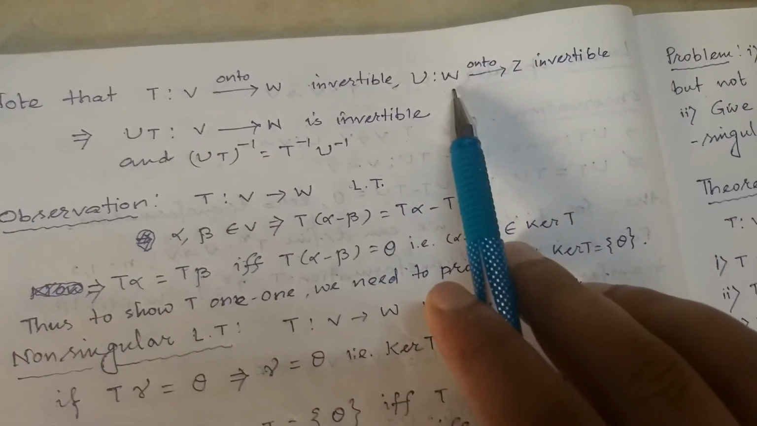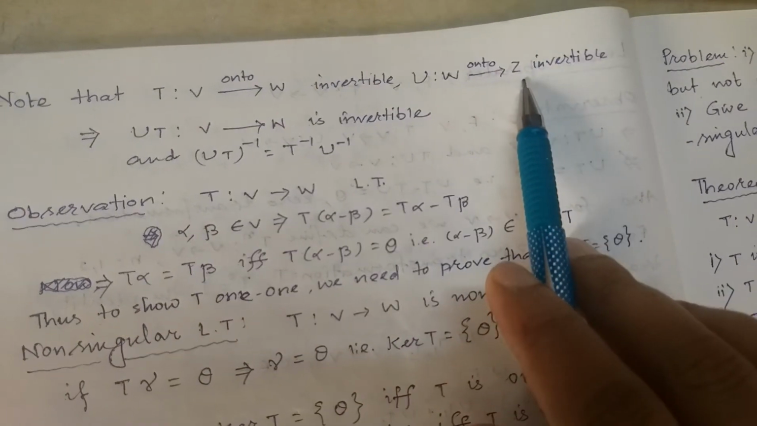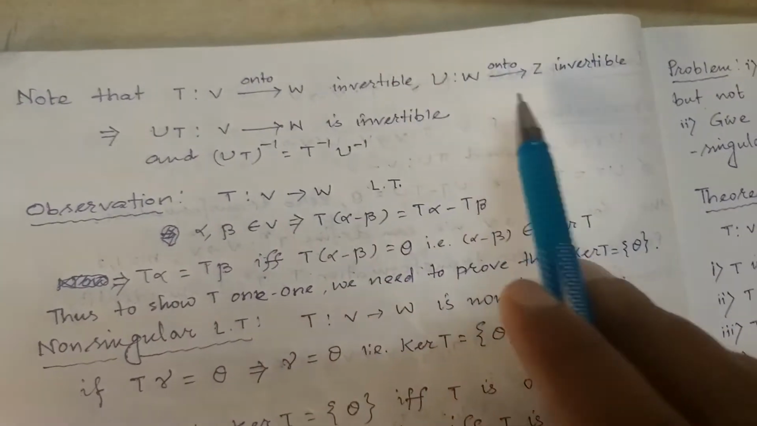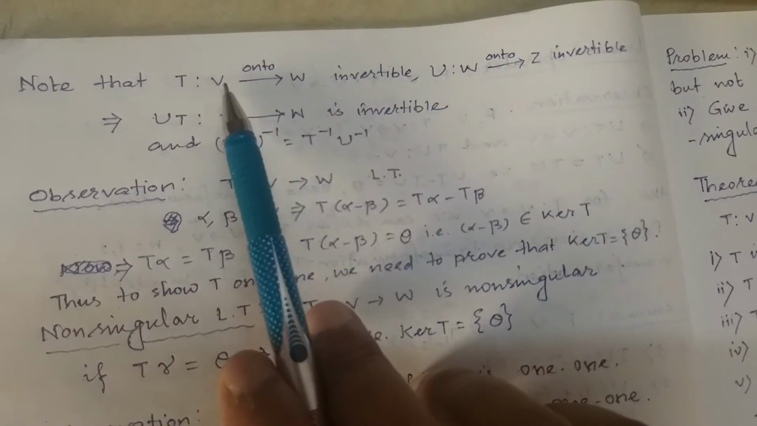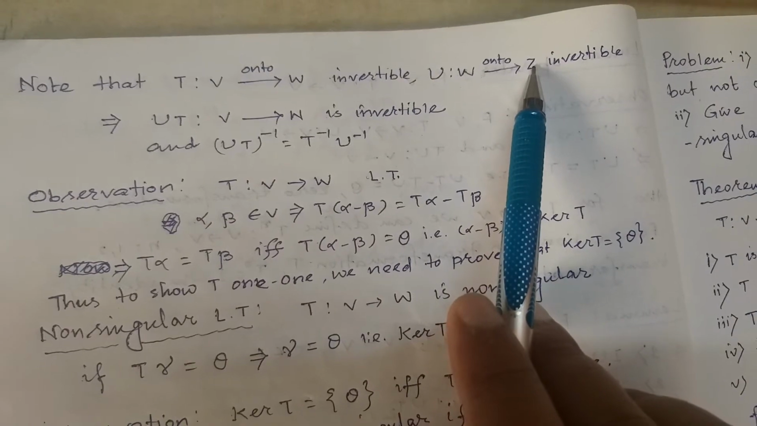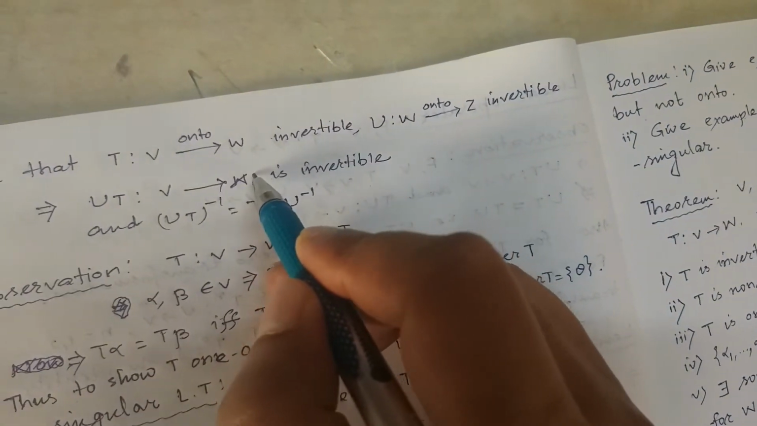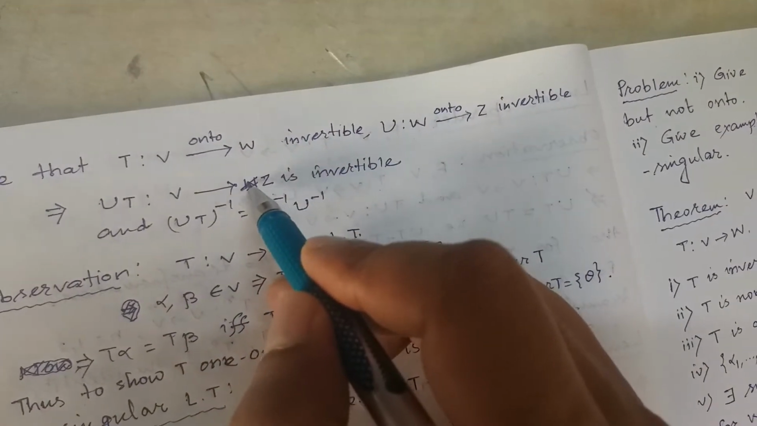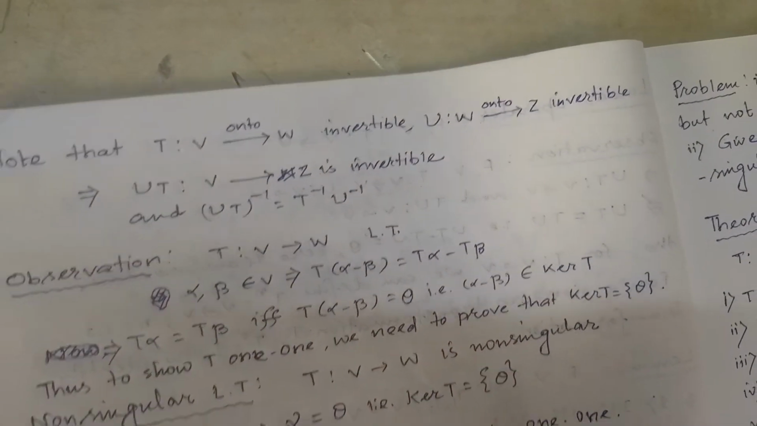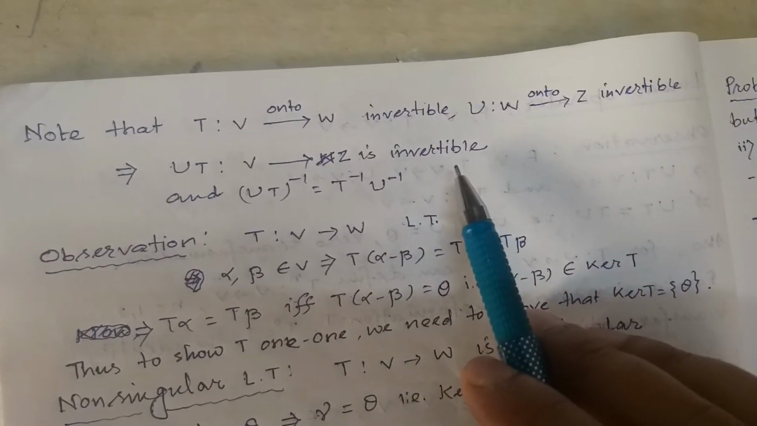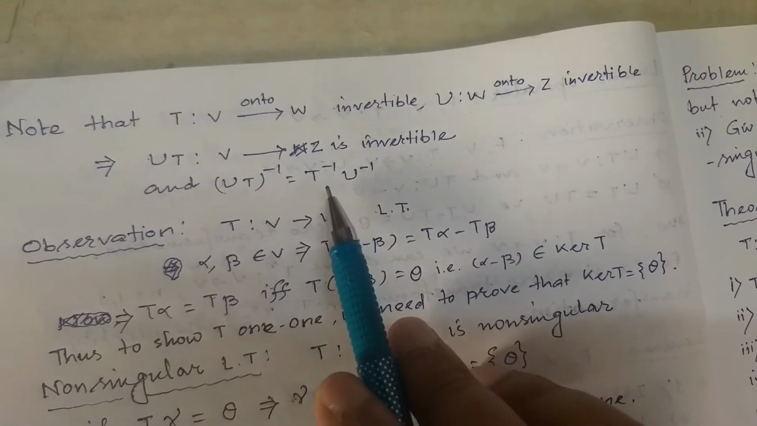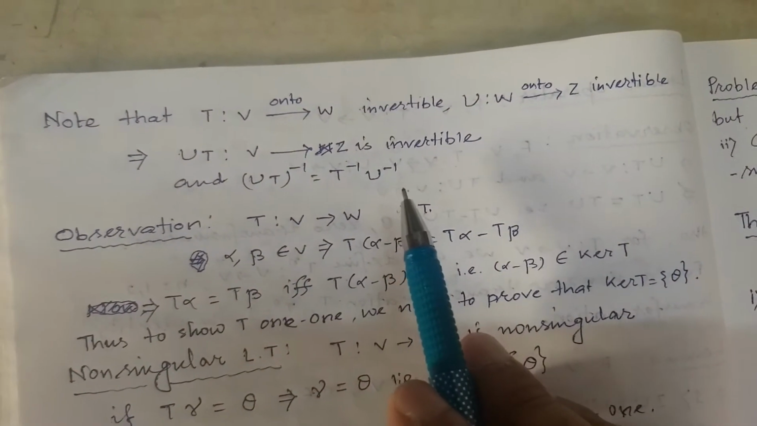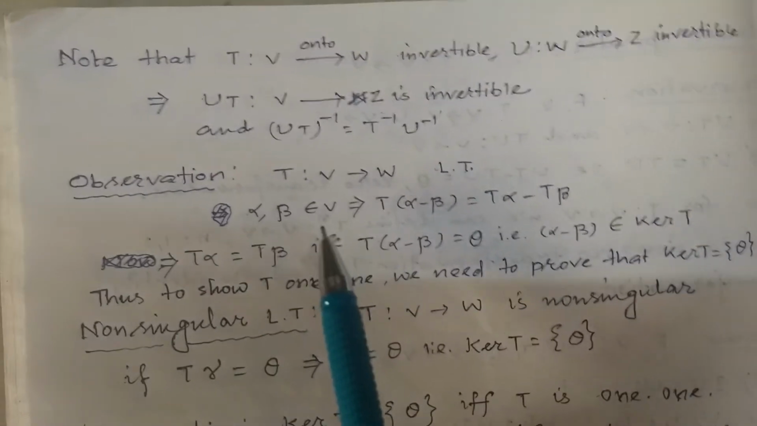Again, U is another linear transformation from W onto Z. Both are onto and both are invertible. Then UT is also a linear transformation from V to W. Sorry, it will be V to Z. It is also an invertible linear transformation, and (UT) inverse will be T inverse U inverse. Okay, next we have an observation.